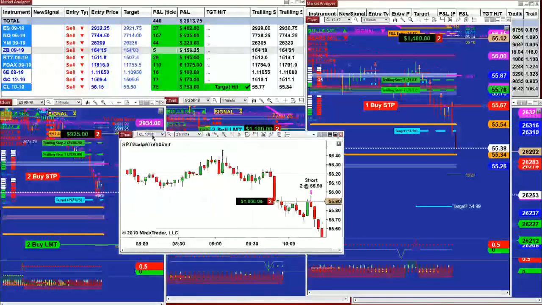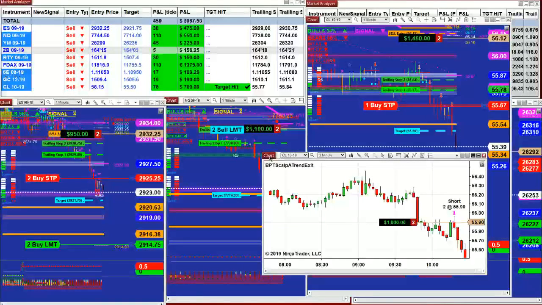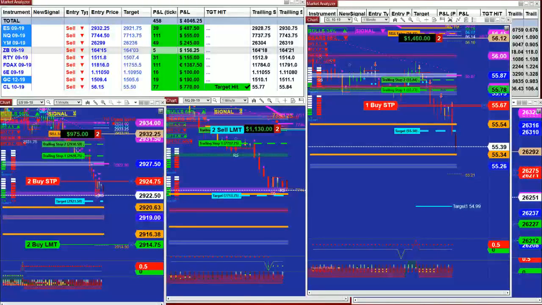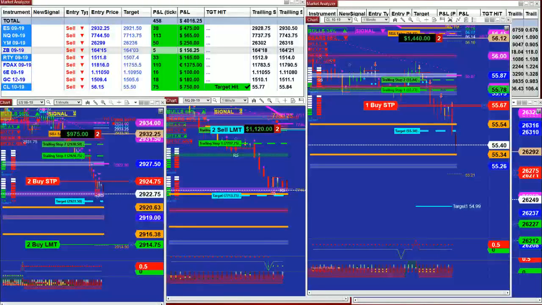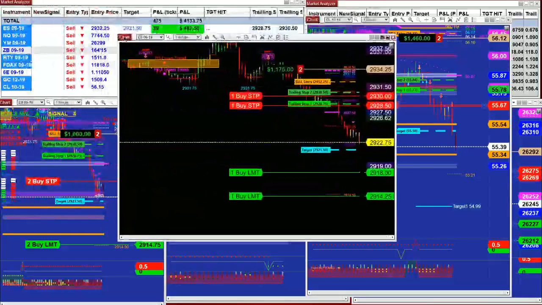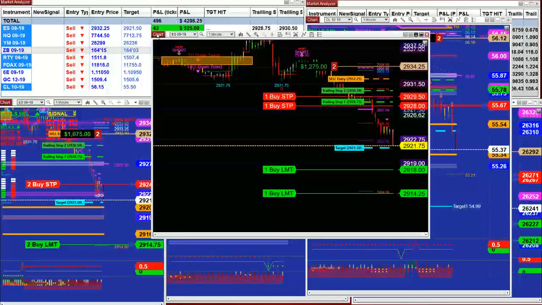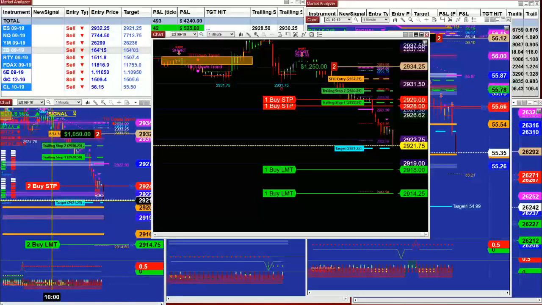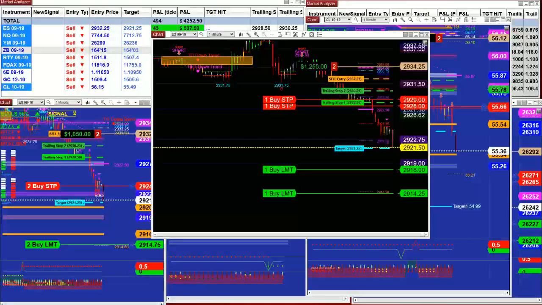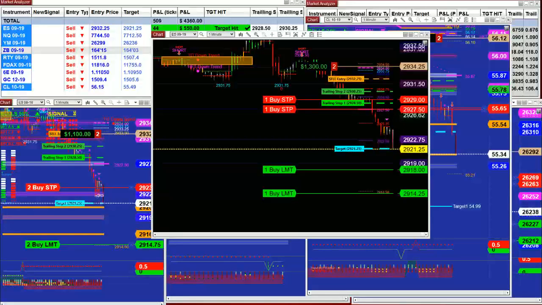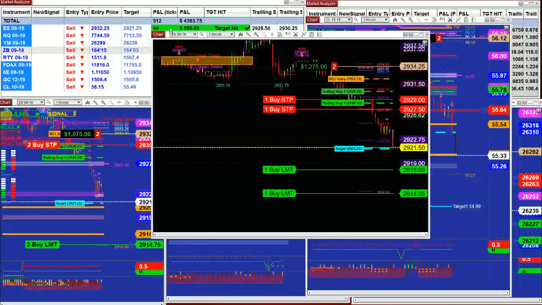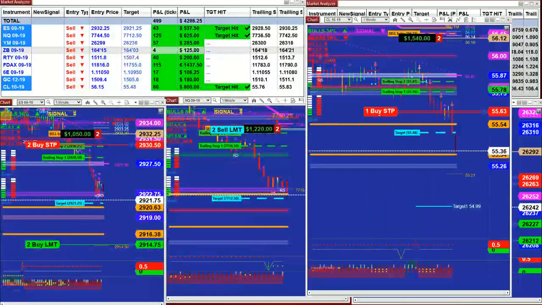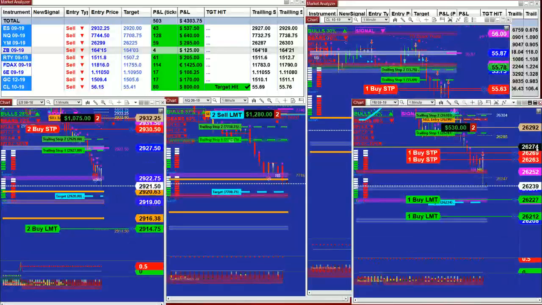On the CL automated trade is 1,000, and on the ES the early trade on the fib line, it is already 1,300, 1,000, 1,500, 500.